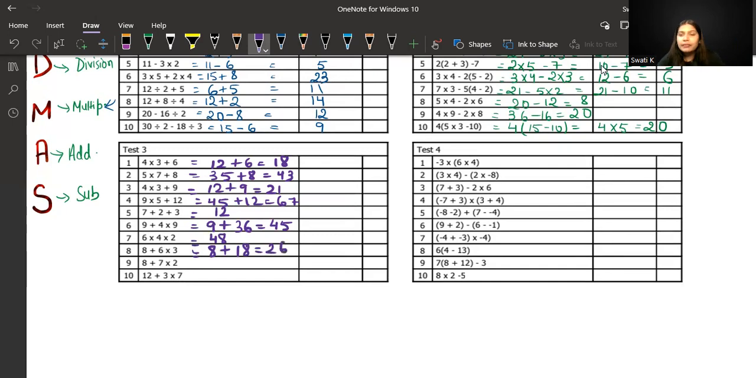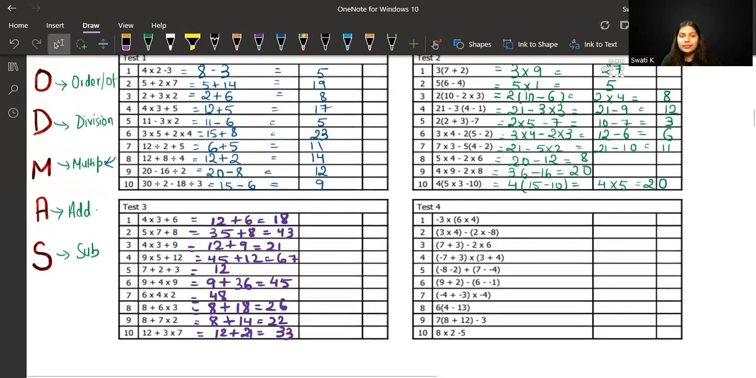Now the next one, we have 8 plus 7 times 2. That is again very simple. So you have to do 7 times 2 is 14. And then we have 14 plus 8, that is 22. Next, we have 12 plus 3 times 7. That is 3 times 7 is 21, and this is clearly 33. So we are done with test 1, test 2, and test 3. Let's go to test 4.